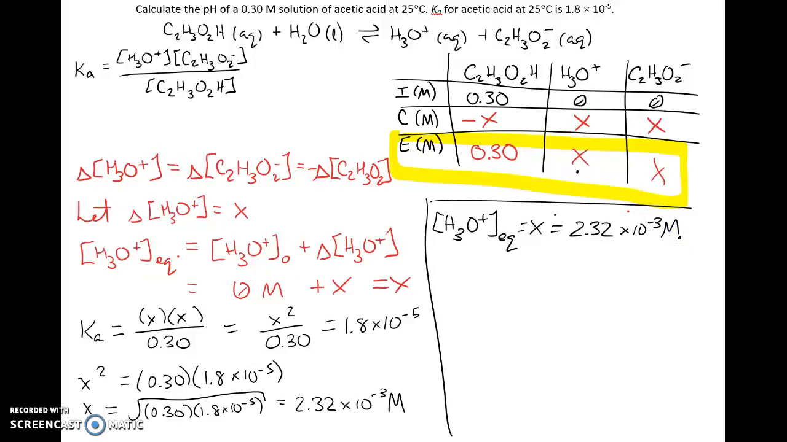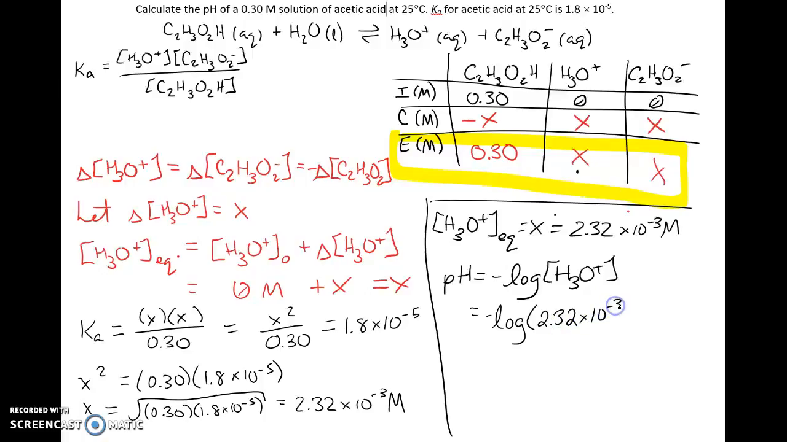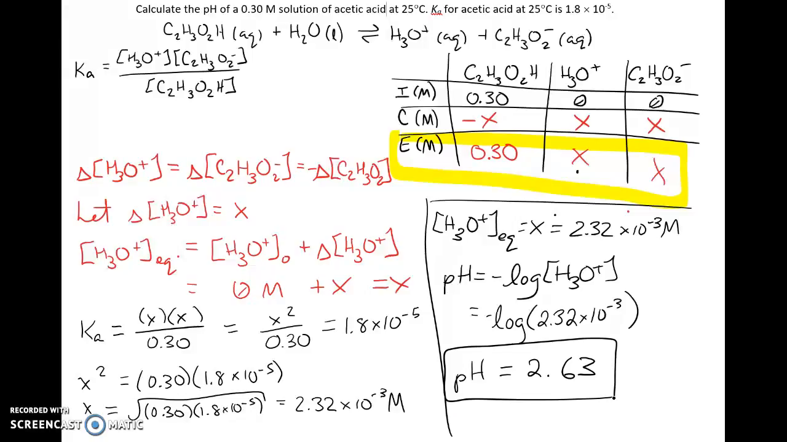Now it's very easy to calculate pH. pH equals negative log H3O+, which equals negative log 2.32 times 10 to the minus 3. The pH of the solution is 2.63. So now we have used the acid dissociation constant to determine the pH of a solution.